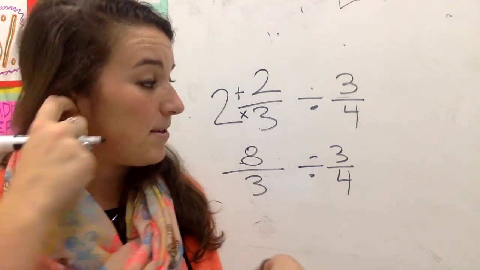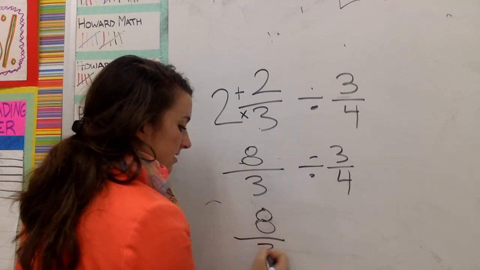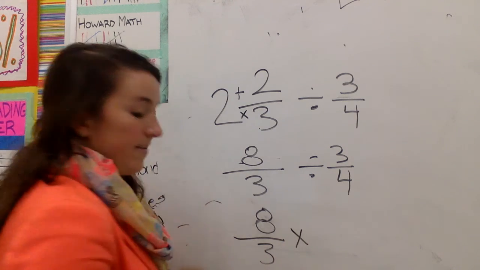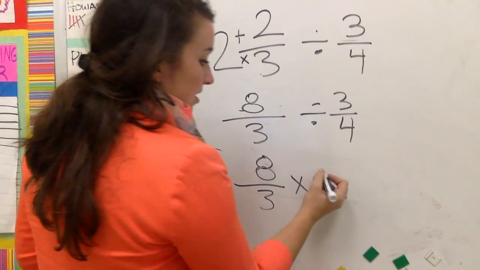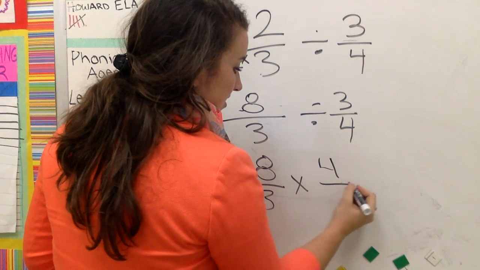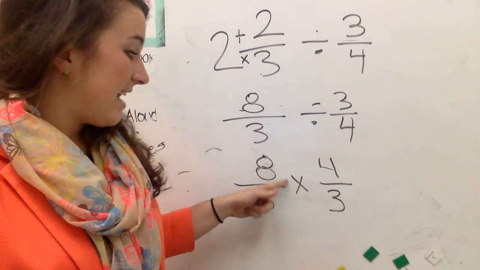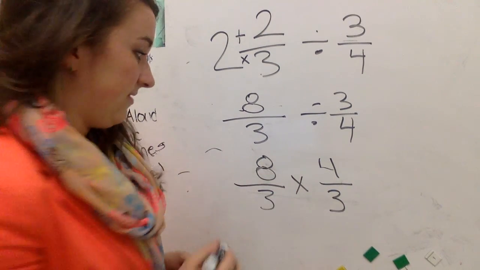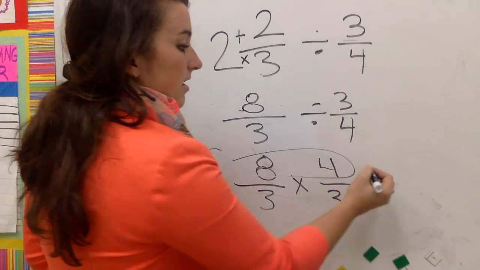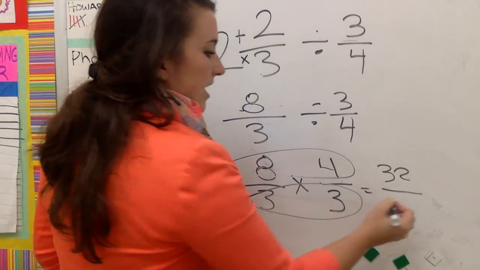So I need to do keep, change, flip. I'm going to keep this first number, change the division to multiplication, and then flip the third fraction. So that's 4/3. And then, now that it's a multiplication problem, I can just multiply straight across. 8 times 4 is 32 over 3 times 3, which is 9.